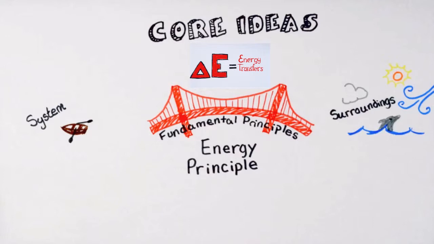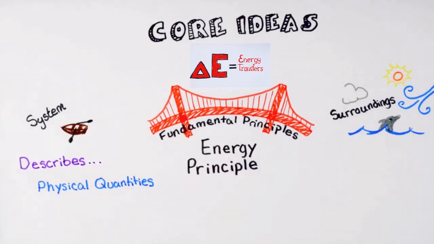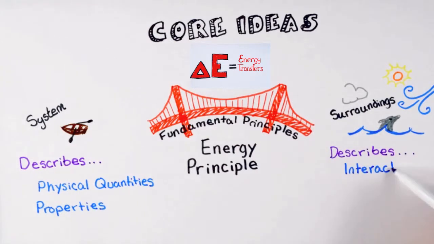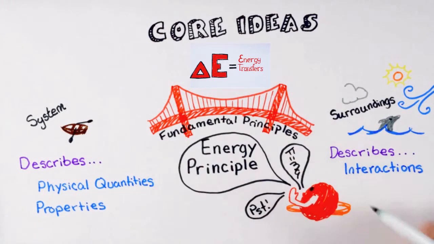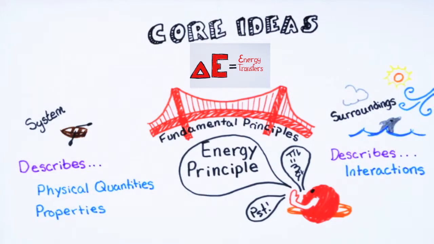Notice something remarkable here. On the left-hand side of the energy principle, the changes to the total energy are described solely in terms of physical quantities and properties of the system, while the right-hand side of the energy principle describes something completely different: interactions with the surroundings. It's not obvious that these should be related, but countless observations and experiments tell us they are. That's what makes the energy principle a secret of the universe, right alongside Newton's second law.